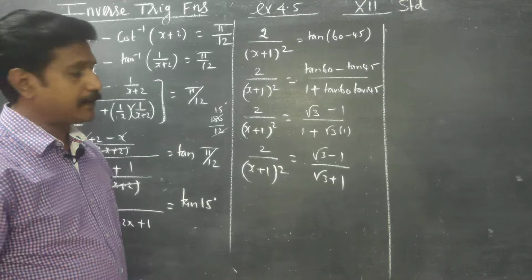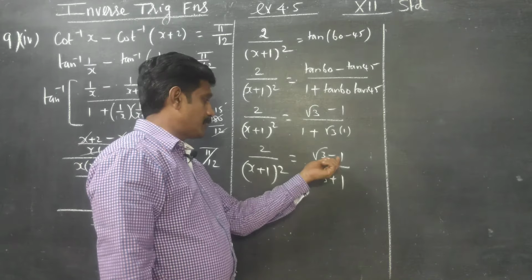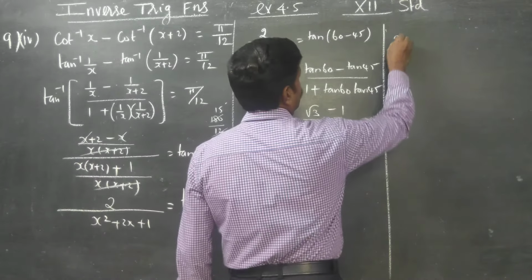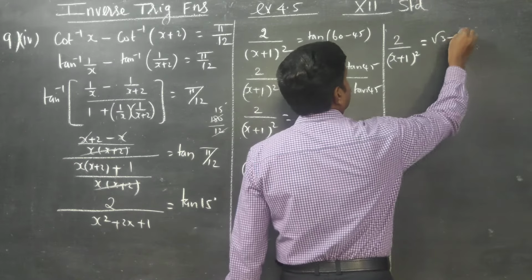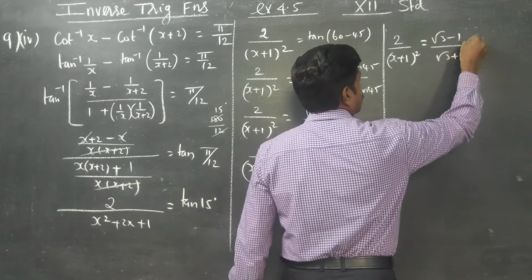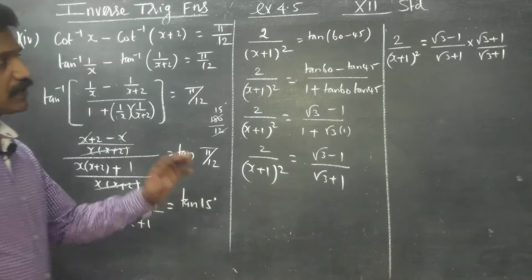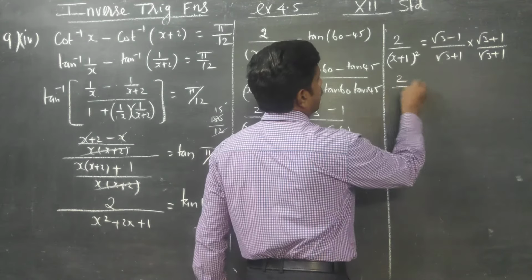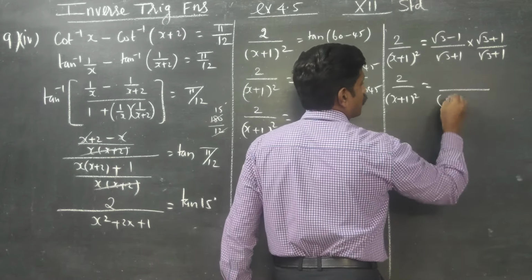I am going to multiply by the conjugate of the numerator, not the denominator. Numerator's conjugate, I will multiply. Therefore, our next step will be 2 by x plus 1 whole square is equal to root 3 minus 1 by root 3 plus 1. You can see, root 3 plus 1, I will multiply. The numerator's conjugate only we do, not the denominator's conjugate. Therefore our answer will be 2 by x plus 1 whole square, same into same, whole square root 3 plus 1.